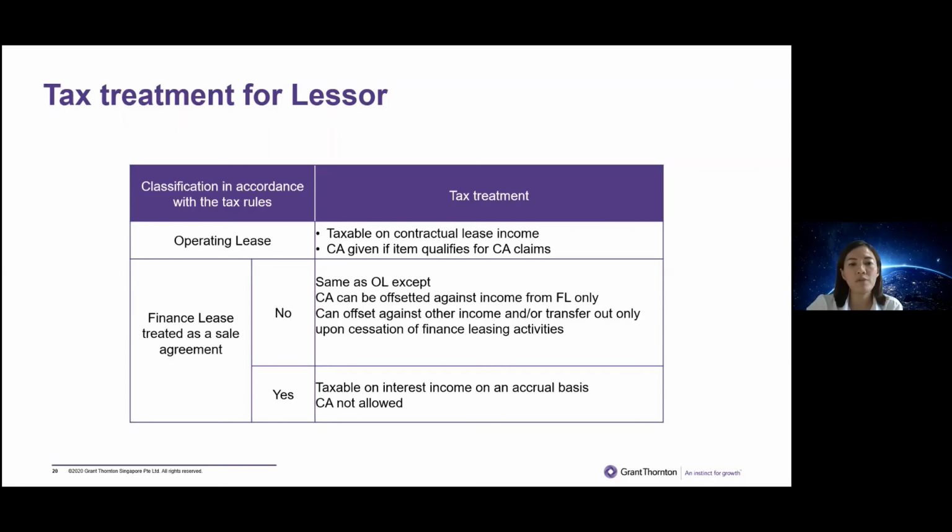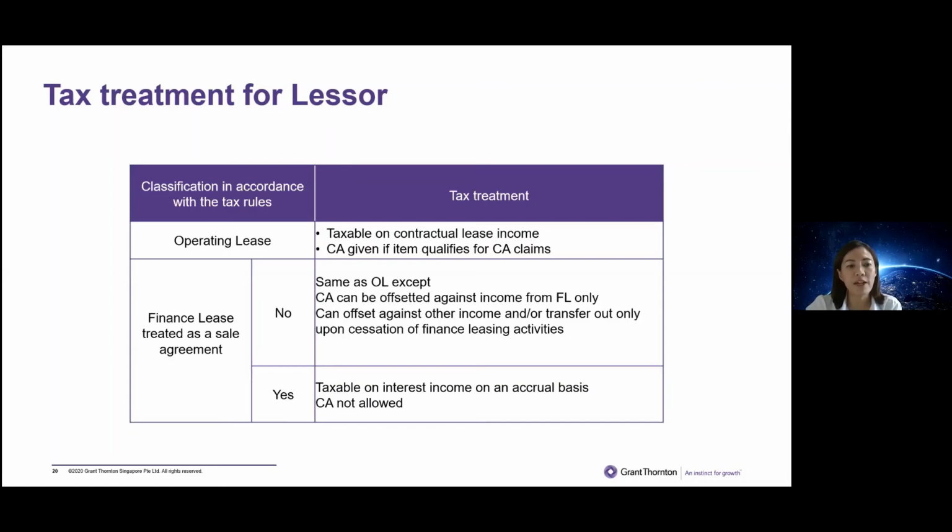Okay, but one thing to note is that under Section 10D of the Income Tax Act, it is quite clear that capital allowance can only be used to offset the rental income from the lease. So if you have any other sources of income, you cannot use that capital allowance to offset against the income from the finance lease unless you have ceased your finance leasing activities. Okay, so that's a specific provision in Section 10D.